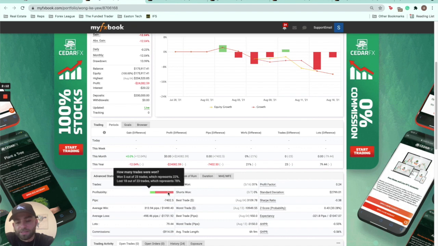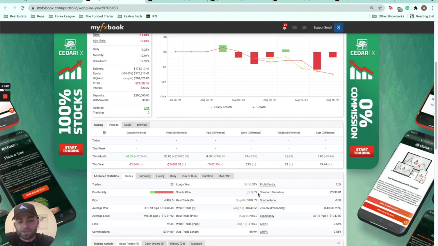Right away, we can see the profitability, very low, 22% profitable. So this trader obviously does not have a winning strategy. They don't have an edge, so they're continuing to take trades. Their losses are bigger than their wins. You can see their average loss. So they don't have a good risk-reward ratio.